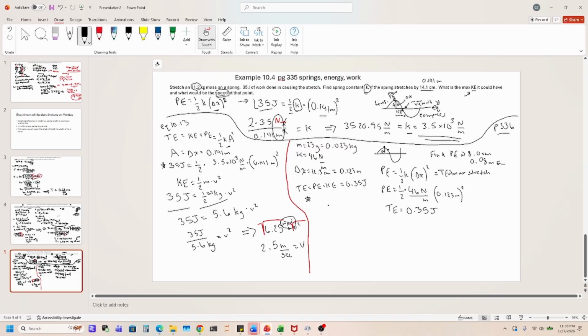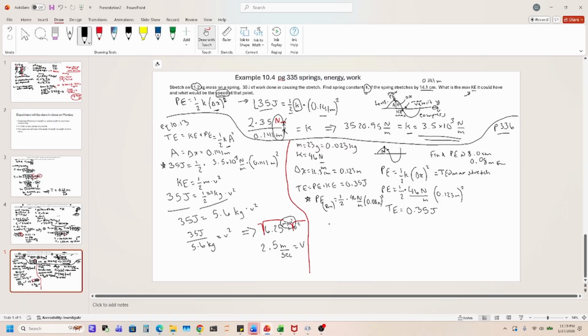So if I was to find the potential energy at the 8 centimeters, I'm just using that as a subscript to differentiate it so it's easy to tell apart. We're not going to be multiplying that, it's just a label. So we've got our equation 1/2 times 46 newtons per meter times 0.08 meters squared.